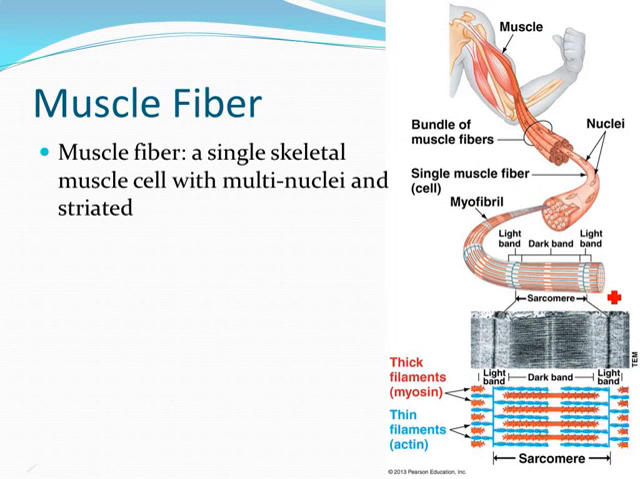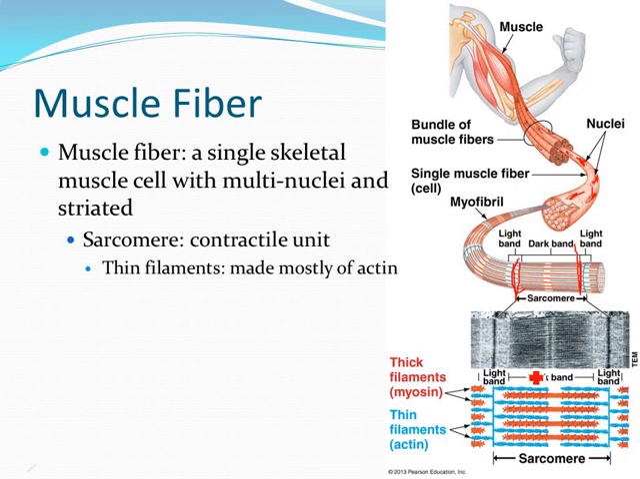A muscle fiber is the actual muscle cell. It has many nuclei, as you can see over here, and that's because when we're developing, we have multiple cells fuse into one cell. The sarcomere is the functional unit, or contractile unit, here.